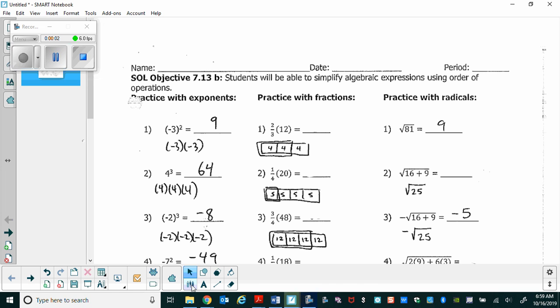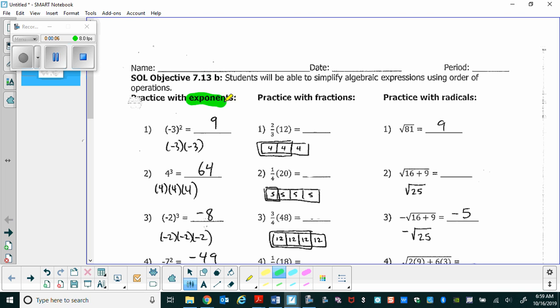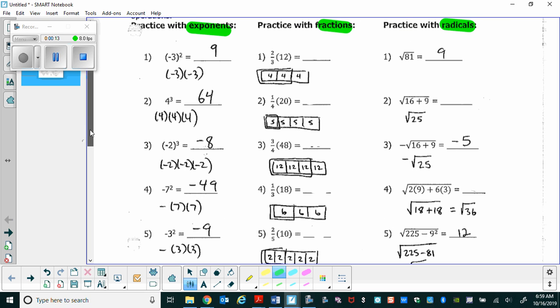So in this video, I'm on page 5, and I'm going to be reviewing how to simplify things with exponents, with fractions, and with radicals. And so we're basically just going to work down each column here. First, I'm going to start out with the exponents.